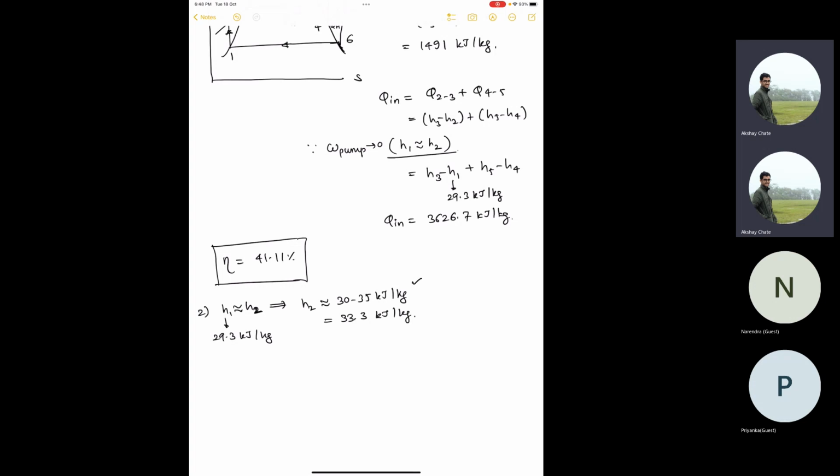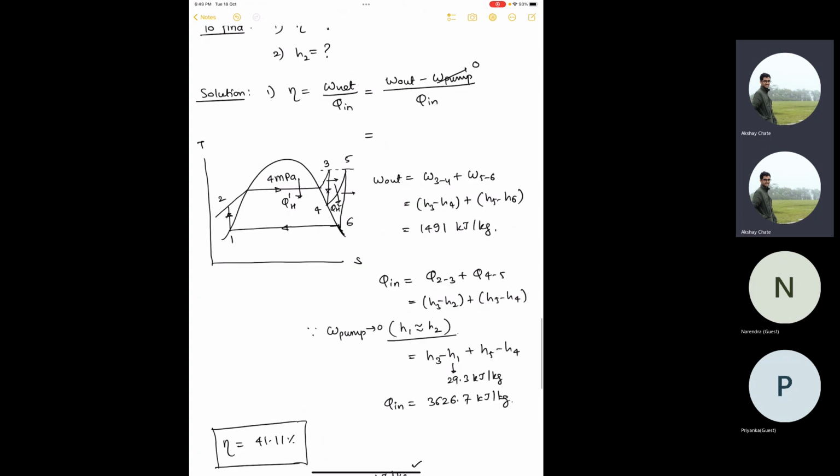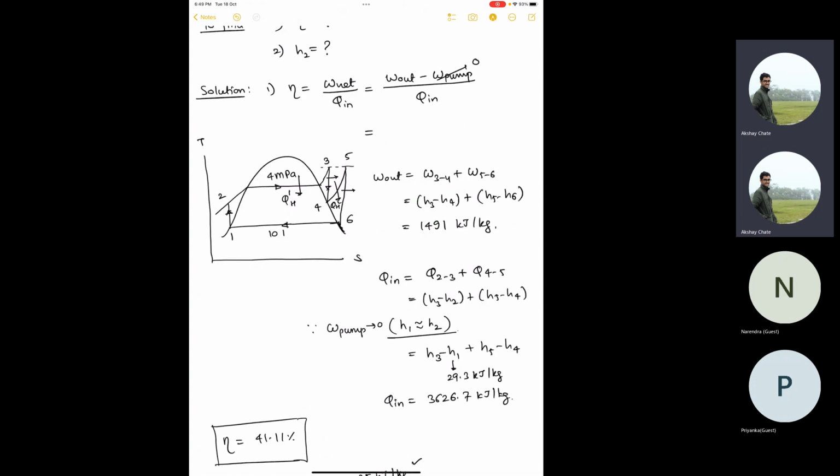And if not, you know the pump work formula, minus VdP. So if you want to solve it in a subjective exam, I am writing the magnitude. The sign will be negative, but that's okay, we are just taking magnitude, and we take delta P, and this will be Vf at 1, and you know this pressure is 10 kilopascal.